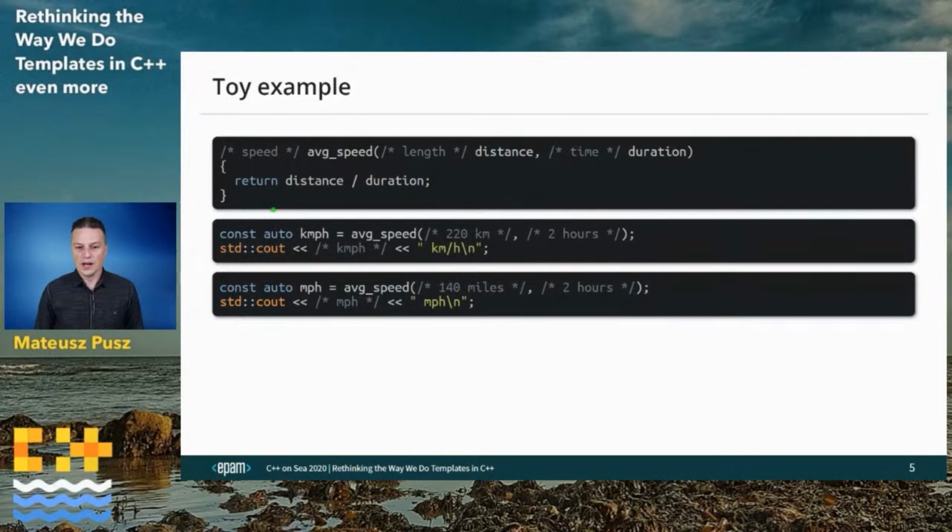So I want to use this function with different units. Basically, it has to be generic. It has to take any unit, any system of units, and return the speed in the same system of units. So if you provide speed in kilometers, I expect the results in kilometers per hour. If you provide speed in miles, I expect the result in miles per hour, right? So it has to be unit agnostic.